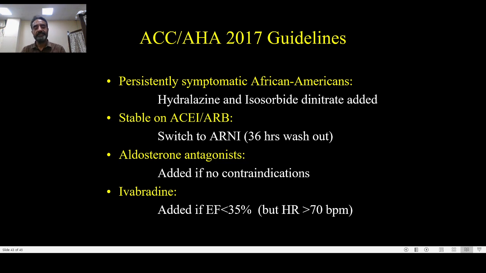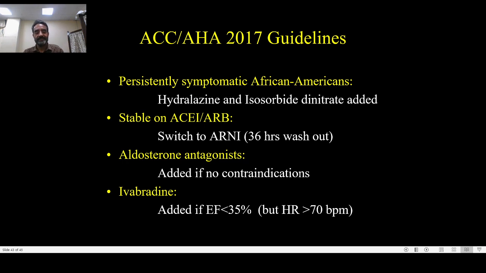For those patients who are stable on ACE inhibitors and or ARBs, you can switch over to ARNIs. And if the initial treatment was ACE inhibitors, then stop ACE inhibitors before switching over to ARNIs, and a 36 hour washout period is given. Then, if there are no contraindications, you can add aldosterone antagonists like spironolactone.